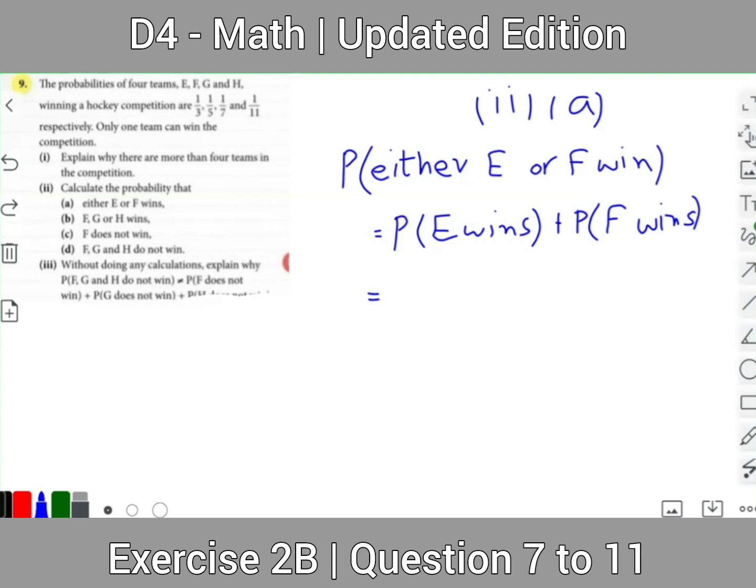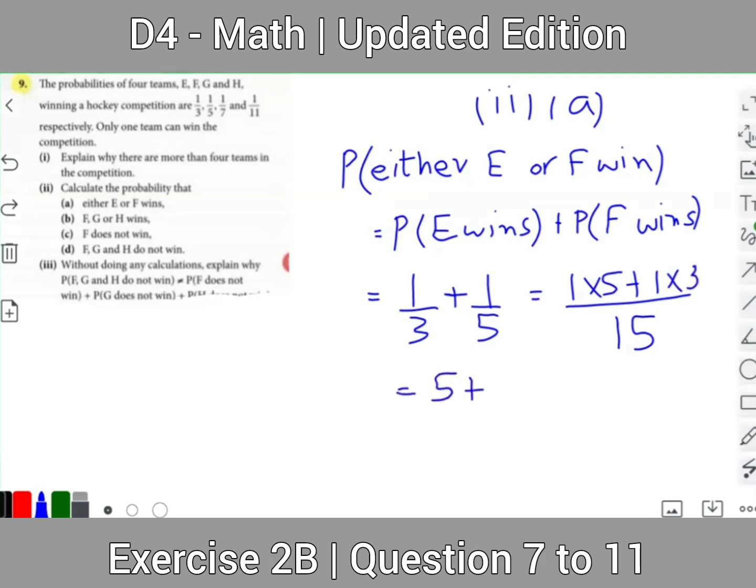Now, since the probabilities for the team E and F are given, and those are 1 over 3 plus 1 over 5 respectively. Now, after taking the LCM, we will get 15. So 3 5s are 15, so 1 times 5 plus 5 3s are 15, so we have 1 times 3. Now 5 1s are 5 is 5, add 3 1s are 3 is 3. So we have 15. Now, after adding up, we will get 8 over 15. So the probability that either E or F win is equals to 8 over 15.